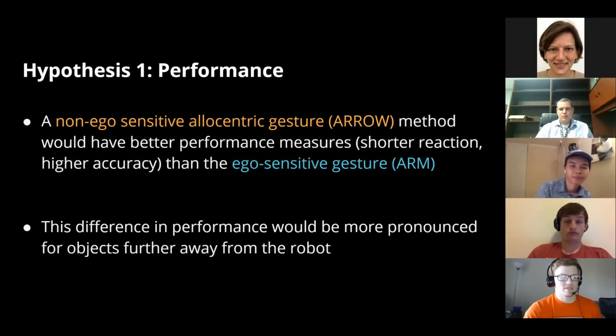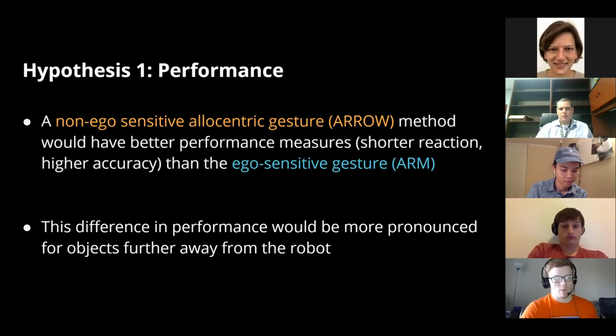Our first hypothesis was centered around performance. We predicted that when the robot used the arrow gesture at the target object, the human subject would have a shorter reaction time and higher accuracy compared to when the robot used the arm gesture. This was because we thought that the subject would generally have a harder time mentally tracing the trajectory of where an arm was pointing, and they would also have to look back and forth between the robot and the target objects.